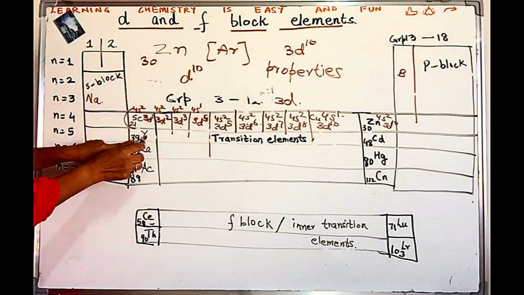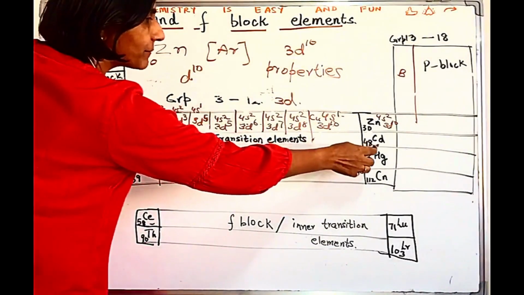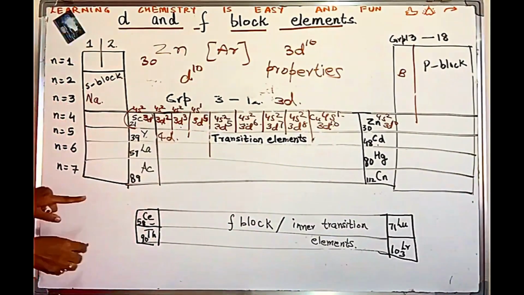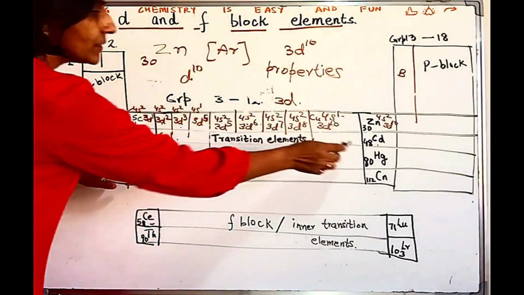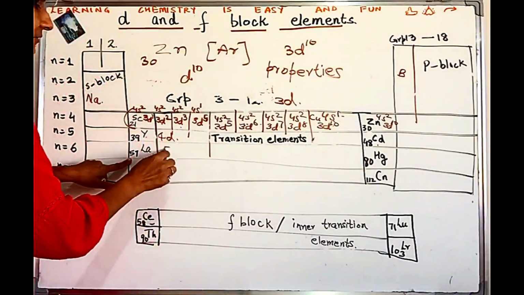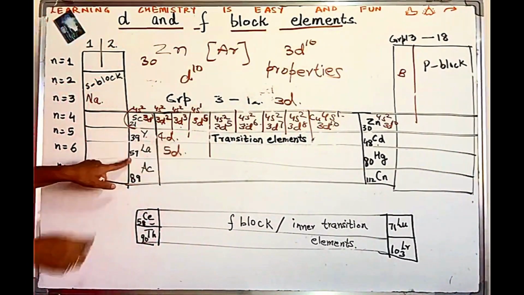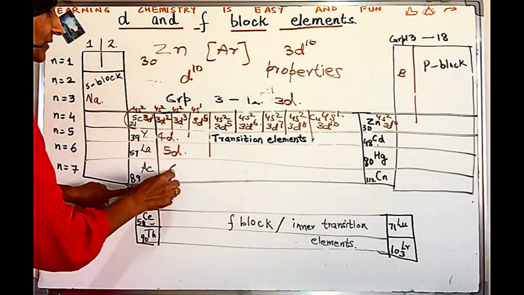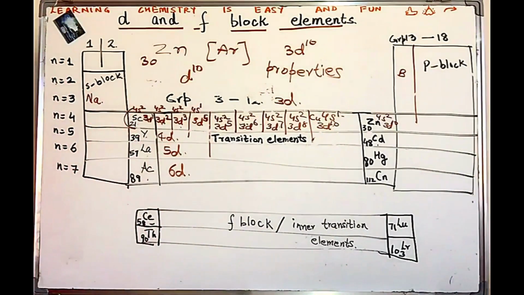Go on to the next one, yttrium to cadmium. It will be called the 4d series. Start from lanthanum to mercury. We will have the 5d series. Actinium to copernicium, we will have the 6d series, right? So you've got some points in place. Why are we calling them the d block elements?